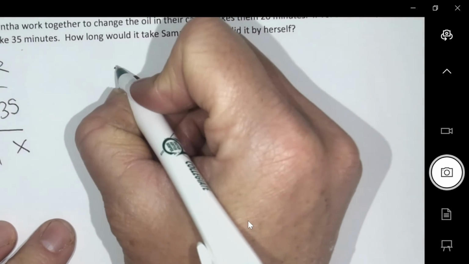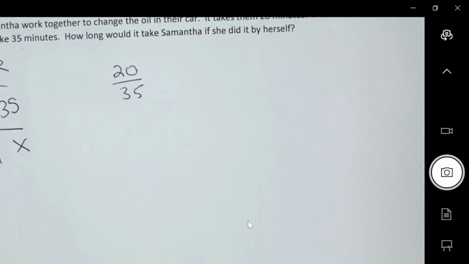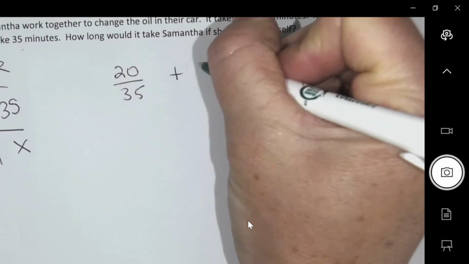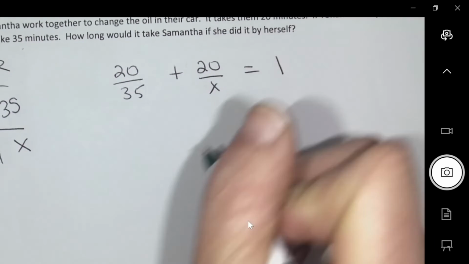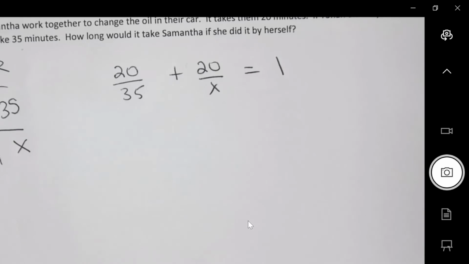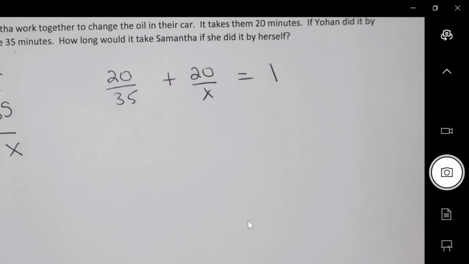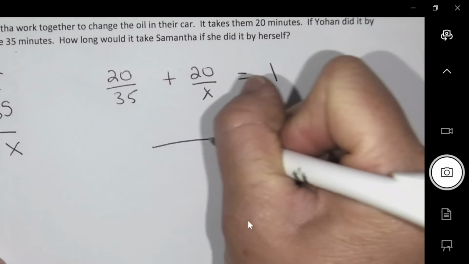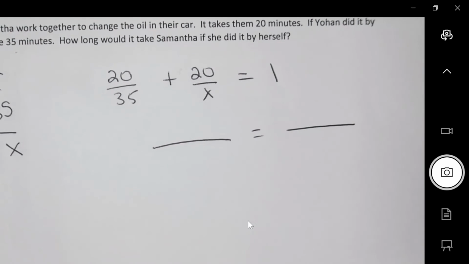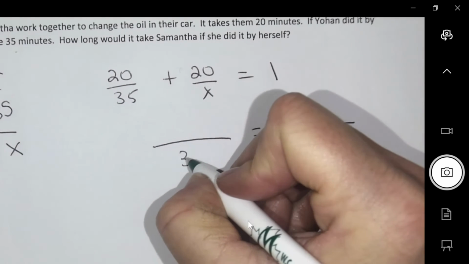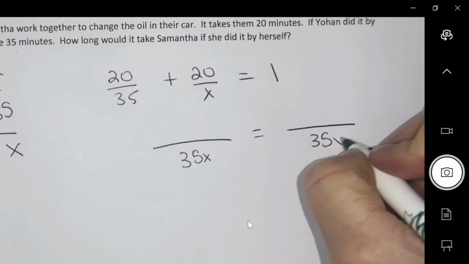Okay, same idea. Time over rate is the job that Johan did. Johan did 20/35 of it, plus the time over the rate that Samantha did. Together, they do the whole job. Cross multiply, common denominator drop. That's your next question for yourself. So common denominator. So I will need to put a 35x in the bottom.